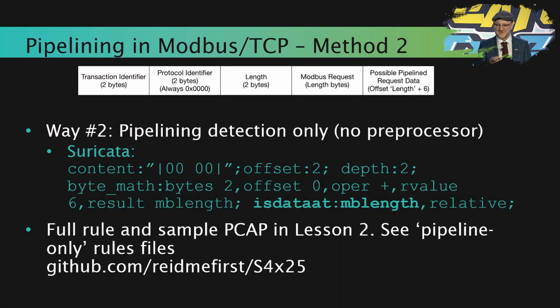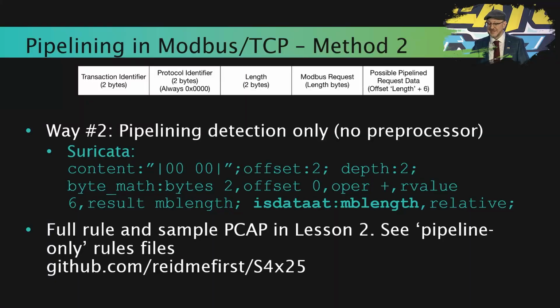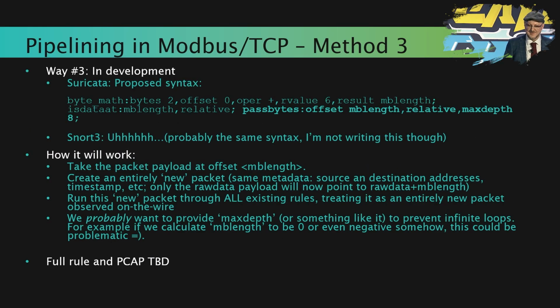And I wish that you could use, there's another verb in both Suricata and Snort 3 called dsize, but you can't compare dsize to variables. So basically what you're doing here is extracting this length, storing it in this variable MB length, and then saying, is there data at that offset, MB length? And if there is, this is probably some kind of pipelined request or buffer overflow or something weird. Somebody is just doing something weird. So again, I have examples of this in that GitHub repo. You can take a look. There's a lesson 2, I think, directory in there.